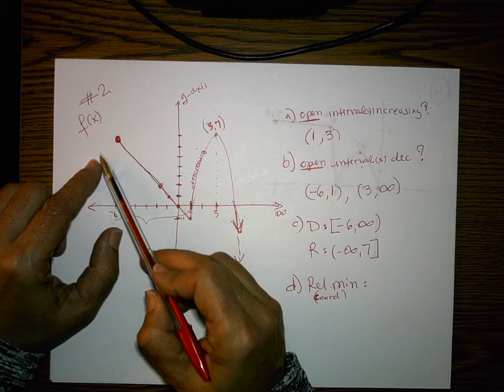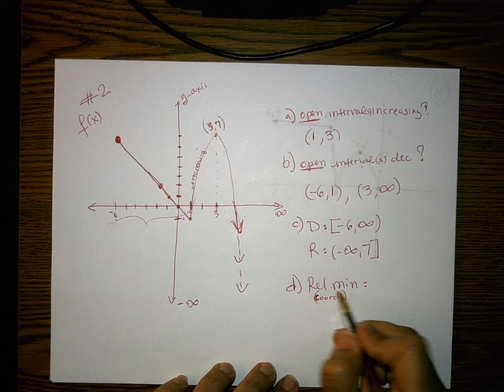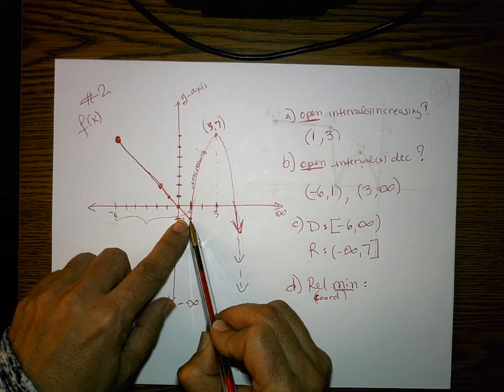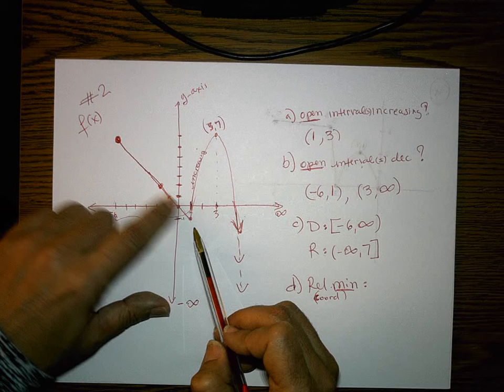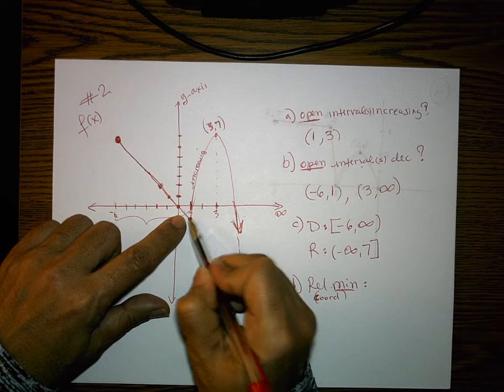There is no difference, there's no change from increasing to decreasing. I'm looking for a minimum value anyway. So here's a small value. It changed from decreasing to increasing. So this is a minimum, it's a relative minimum.